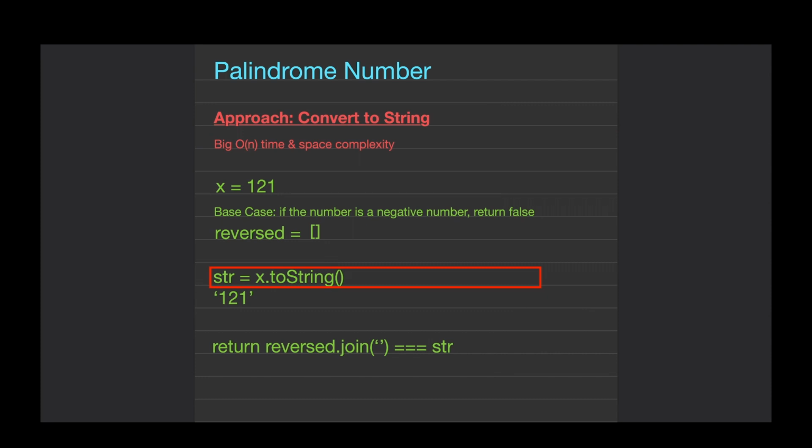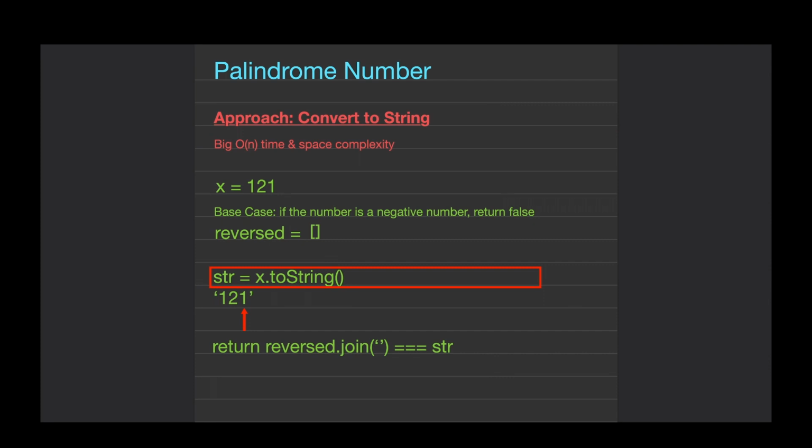Now at this point, you could call the built-in string method split, chained with the built-in array reverse method, followed by the built-in array join method, but let's assume you're not allowed to use the reverse method in an interview setting. In this case, we'll iterate in reverse over the string and push the current character to our reversed array.